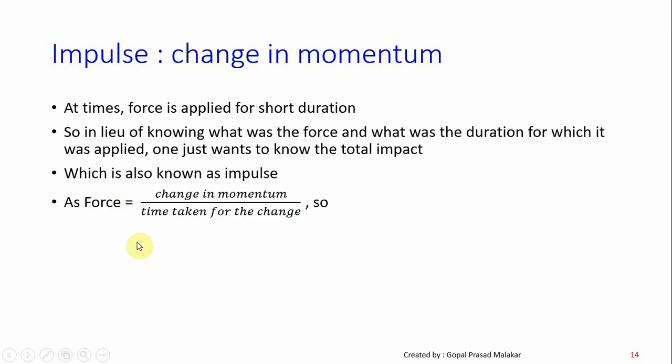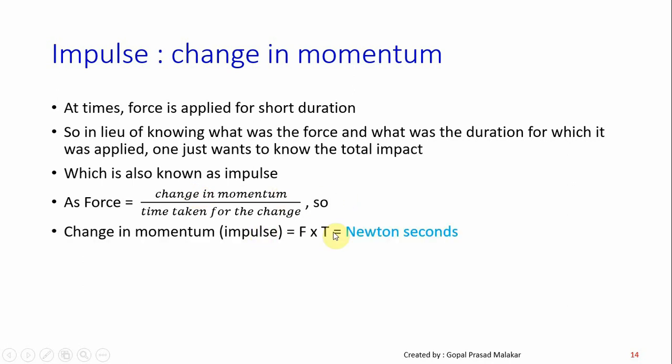If you recall, force equals change in momentum divided by time taken for the change. So you can always say change in momentum equals force into time. Force you measure in Newton, time in second. So Newton second is the unit of impulse or change in momentum. However, because momentum is mass into velocity, change in momentum can also be measured in kg meter per second. Let's do a workout to understand it better.